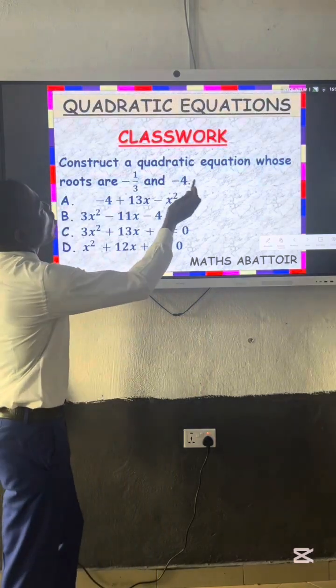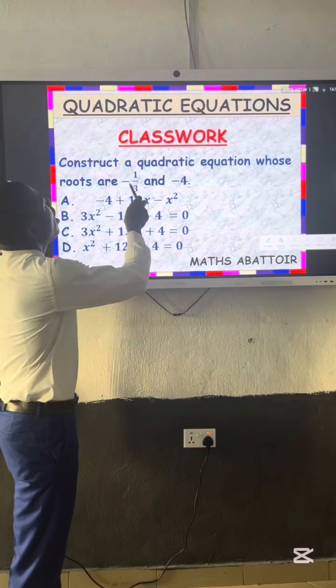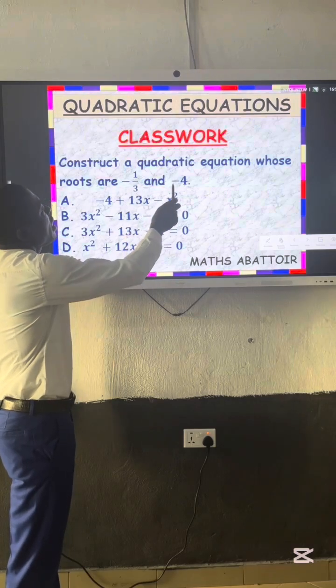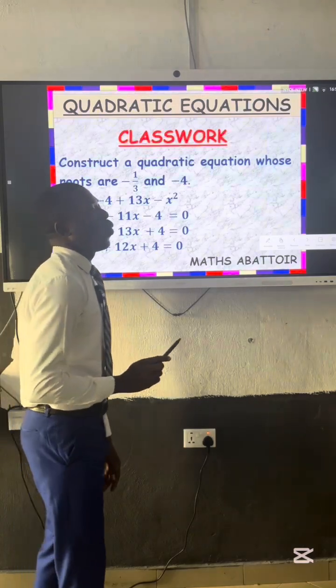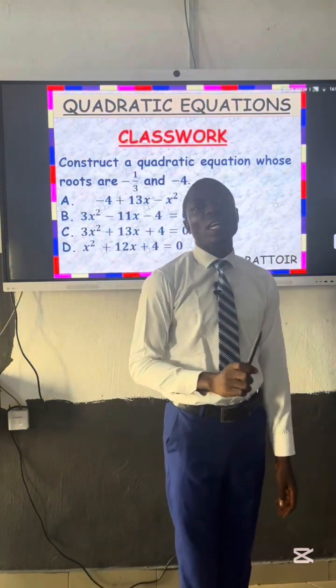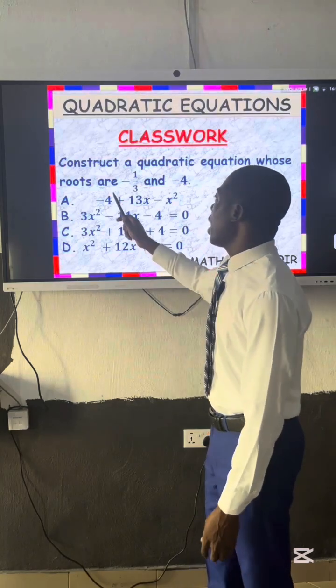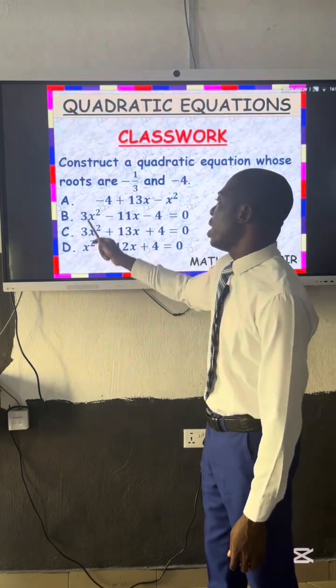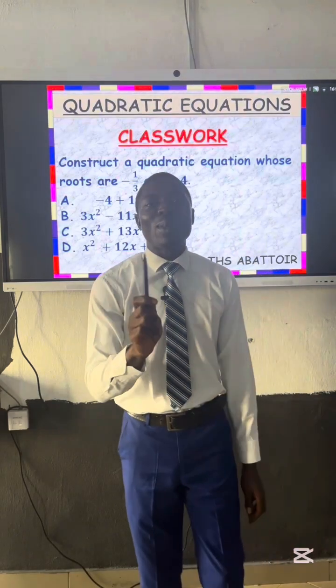Construct a quadratic equation whose roots are negative 1 over 3 and negative 4. When you are done forming the equation, just check carefully, and you have options here from A to D. Then select the one that matches your answer.